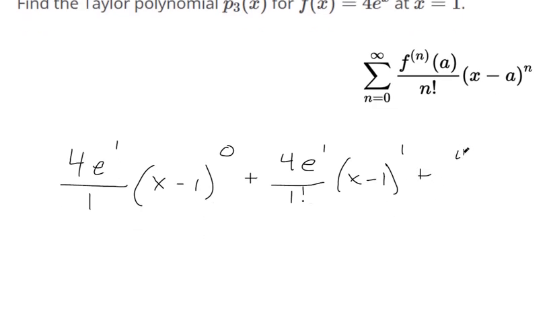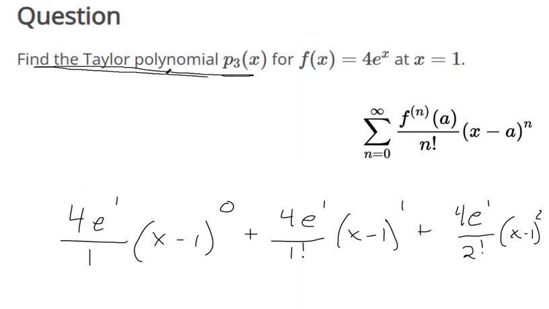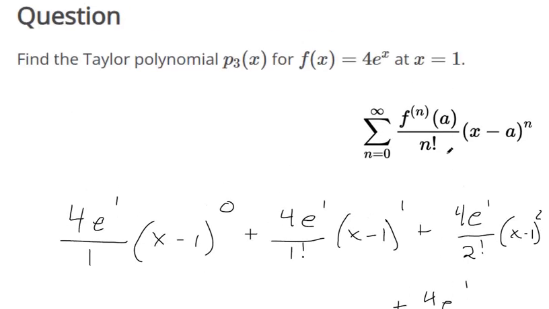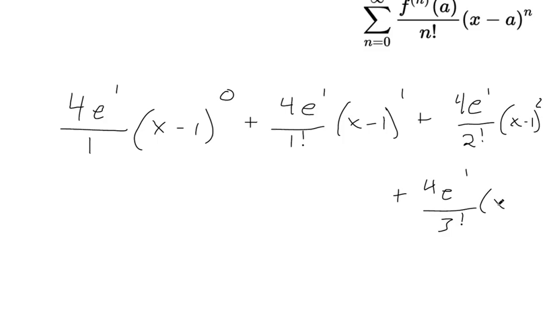And then we got 4e to the x again, but instead of x, we put in 1. Then we got 2 factorial, x minus 1 squared. You're probably getting the pattern. They wanted the third Taylor polynomial, so we want to do one more to get to the third derivative. With these, the first two videos I made, they haven't been too bad because it's always e to the x, so the derivative isn't a complicated calculation.